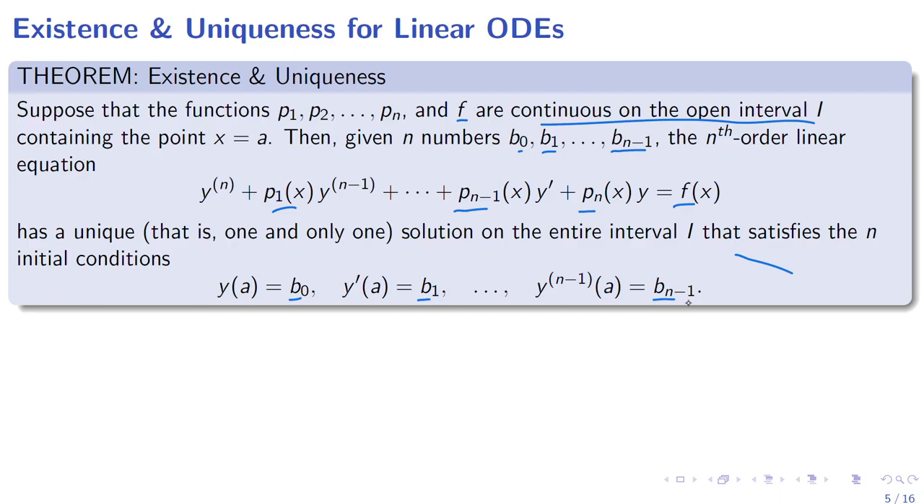n initial conditions. Okay, so whenever we have an nth order linear ODE with n initial conditions, then it does have a solution, and that solution is unique. That's what this theorem says.